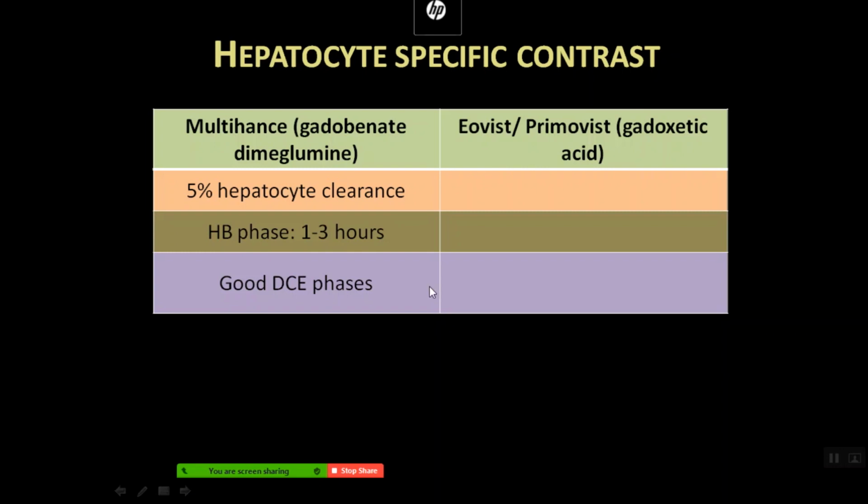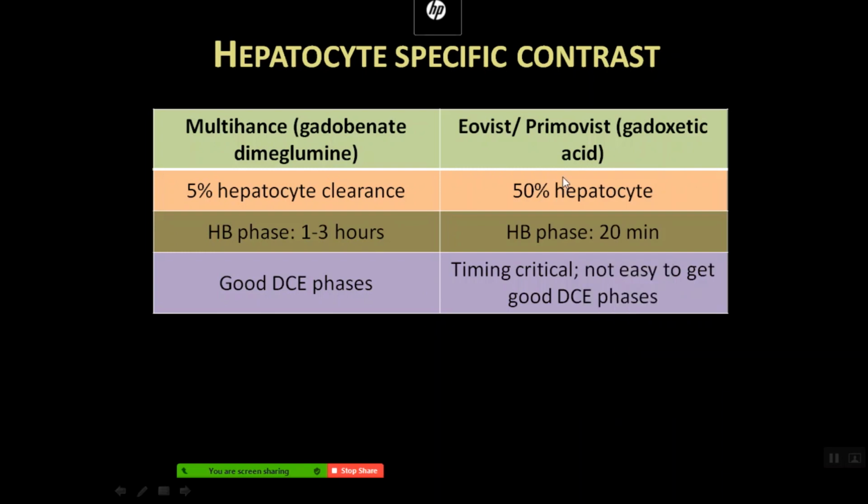On the other hand, in Eovist, what is simpler is the workflow. So in Eovist, there's 50% hepatocyte clearance, right? So half the contrast is taken up by the liver. So the hepatobiliary phase comes very quickly, right? So in 20 minutes you'll get a hepatobiliary phase, which is fantastic. So within one time point, you can scan the patient completely.